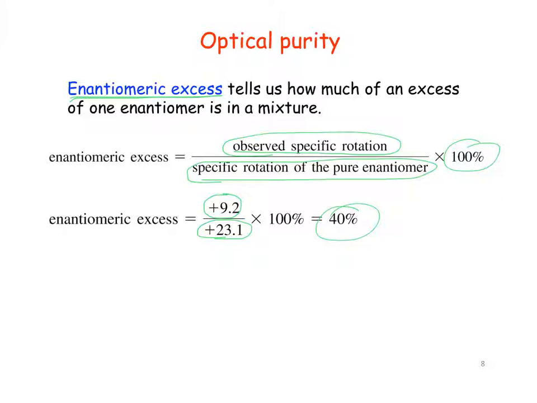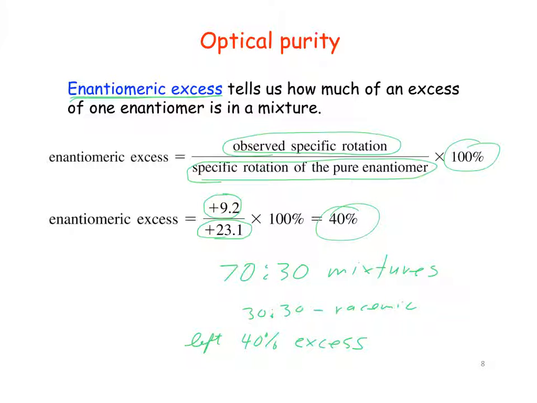A 40% enantiomeric excess would result from a 70-30 mixture of enantiomers, because what we're observing is what's in excess. So we have 30% here and 30% over here, and this part would be essentially racemic. They would cancel each other out, and we are left with 40% excess. So that's how we would deal with this.